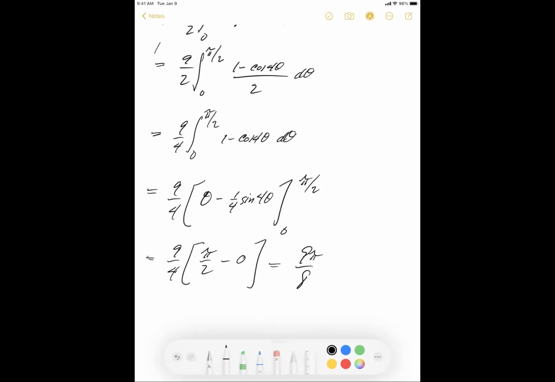Yeah, think about it. Your antiderivative will be the same, but instead of plugging in pi over 2, you're going to be plugging in 2 pi. Right, which is just 4 times pi over 2. So if you put pi over 2 in there, it's exactly the same as if you multiplied my answer by 4. Right. Okay.